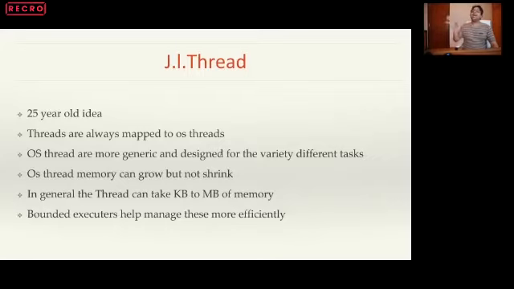OS connection to it. And also OS threads are completely generic. They're not used only for IO or only for compute, because a variety of applications run in an OS, and it can have threads which are generically designed. OS thread memory can grow, but it cannot shrink. That's one of the problems. And generally threads can go up to megabytes of memory. That's why we use an executor to make it more efficient.